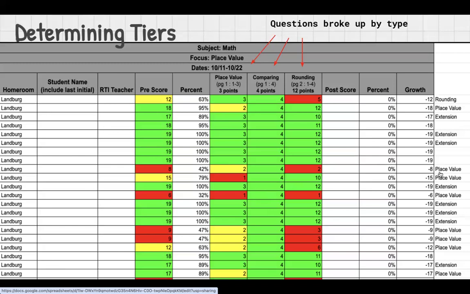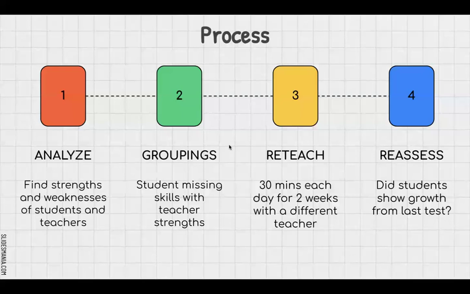There are going to be times, though, where like this student only missed one question. It was only worth 3 points. I may think, oh yeah, that kid really does. Or I might have them answer a couple of extra place value questions and be like, okay, you've got this, and go ahead and put them in the rounding group. Each student has to be thought about individually, but you're going to be doing this with a team of teachers, hopefully. So the process for a multi-tier support system is the teacher team gets together and you analyze the data.